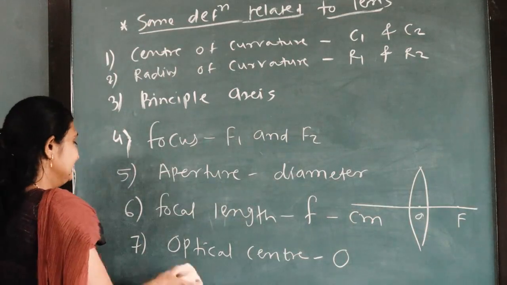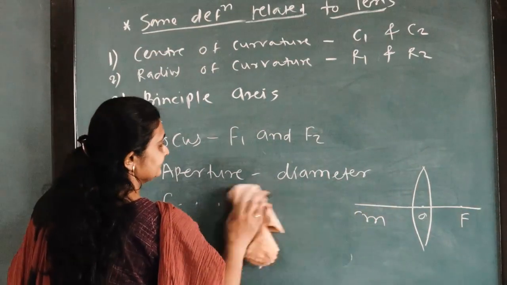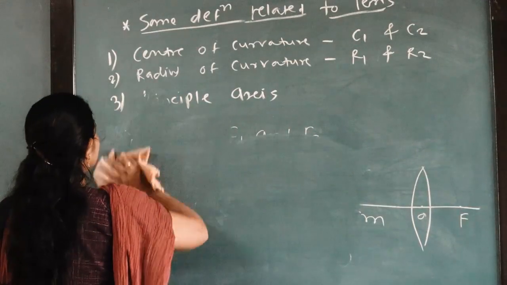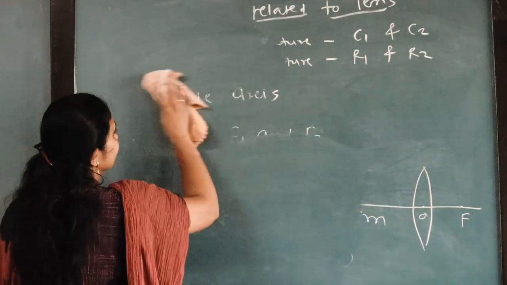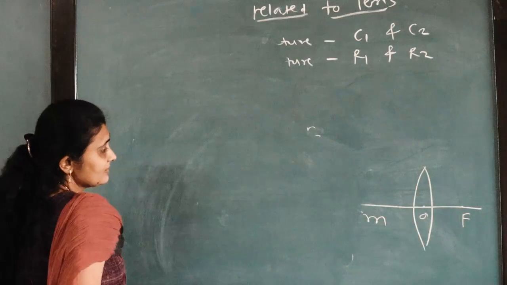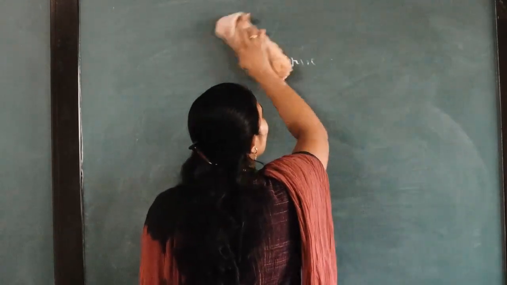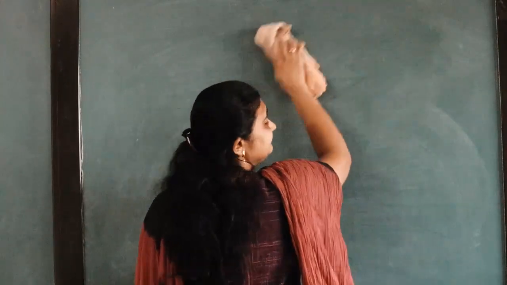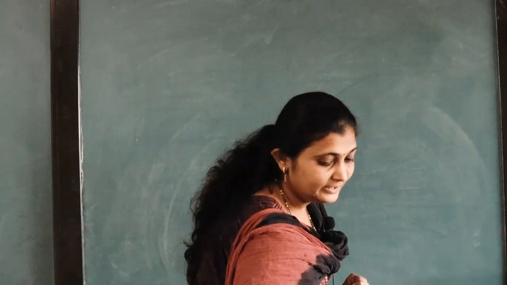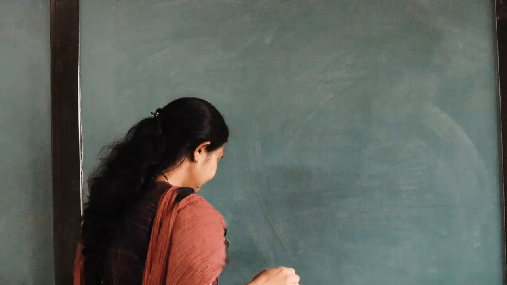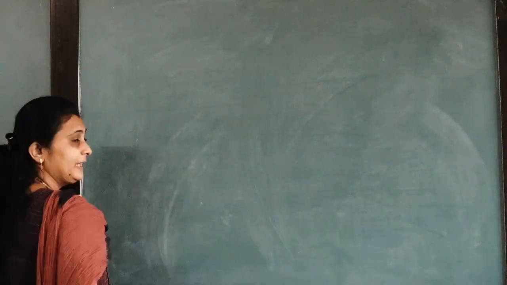Now next topic, some rules to draw ray diagrams. For a ray diagram, only two rays are enough to obtain the image.